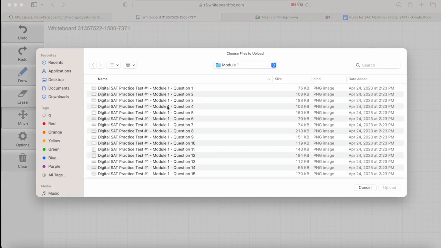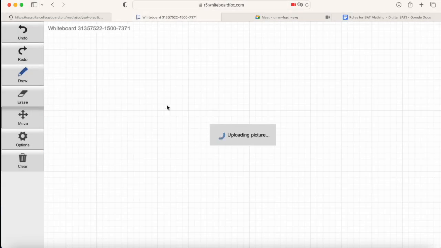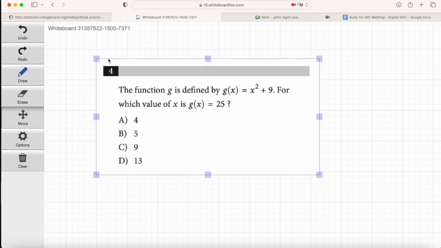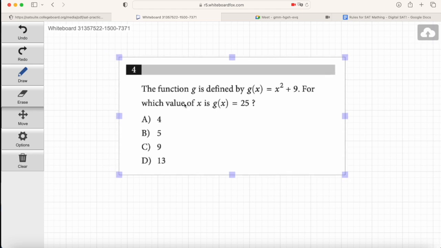Now, I've just started working my way through these practice tests, so some of these questions are new to me. Very similar to the old SAT style questions. Really not a big difference in the concepts. A couple new things. But here we've got a question on functions. Go ahead and read question number 4 for us, please.